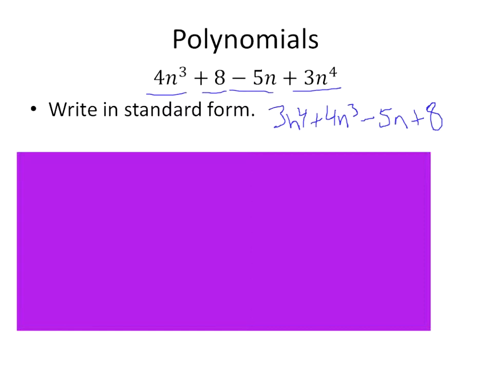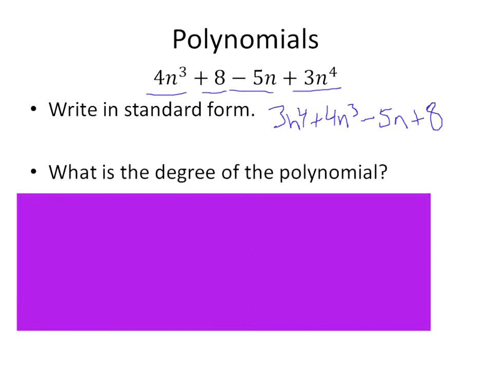So now it's asking what's the degree of the polynomial. So going back to what we talked about, the degree of the polynomial is the degree of the term with the highest degree. So the highest degree in this case is 4. So the answer here would be just 4, because we're looking at this particular term right here.